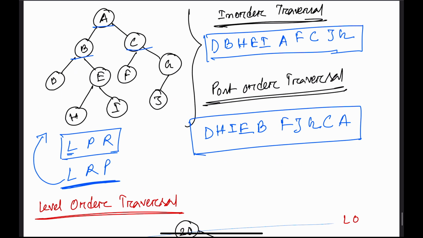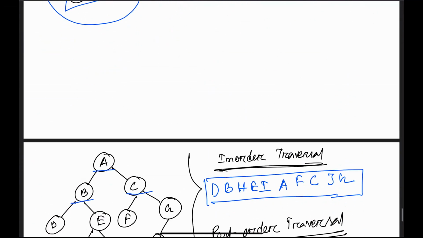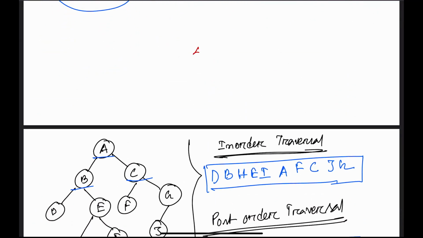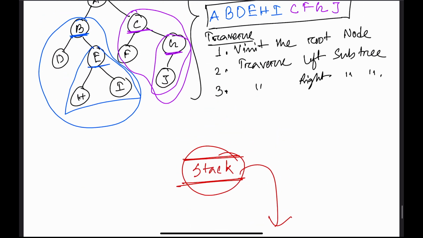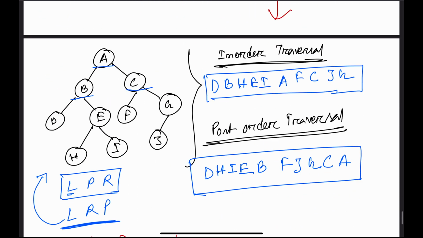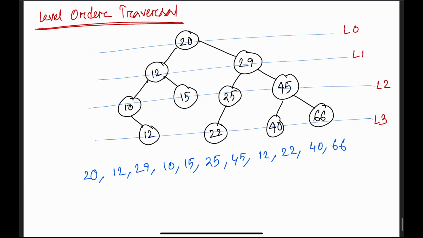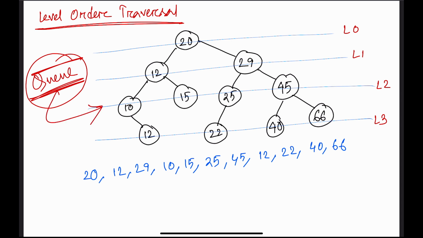And by the way, for pre-order, in-order, and post-order, if I use a data structure, then obviously a stack would be there to implement all these things efficiently. Stack is needed for pre-order and in-order, and also post-order. But for level order traversal, we need a queue. We need a queue to implement this level order traversal, and we will be talking about it, don't worry. So these are almost everything regarding the pre-order, in-order, post-order, and level order traversal.